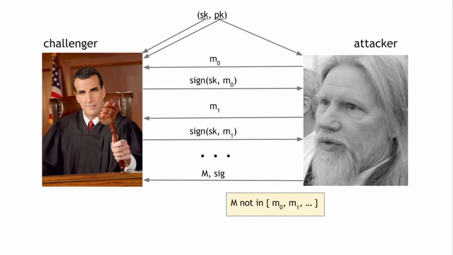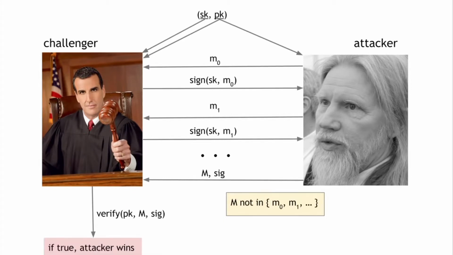And then the question is, can he succeed? So the challenger is going to run the verify algorithm, use the public verification key and on that message and the signature that the attacker provided, and is going to check whether it verifies. And if it does verify, if this returns true, then the attacker wins. The attacker has forged a message.